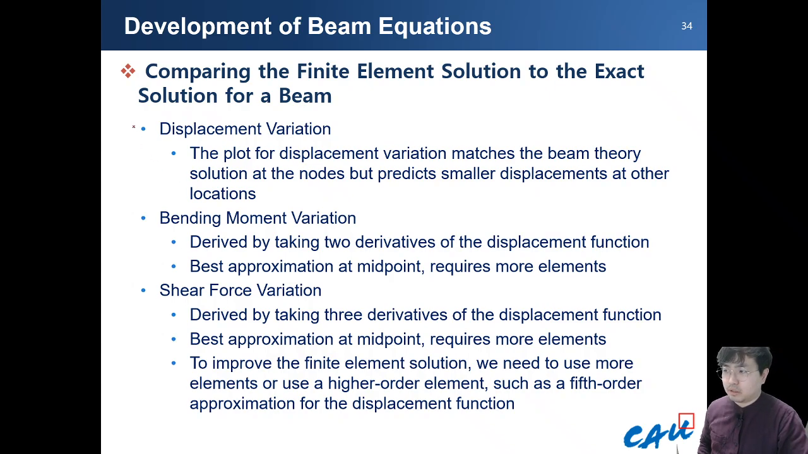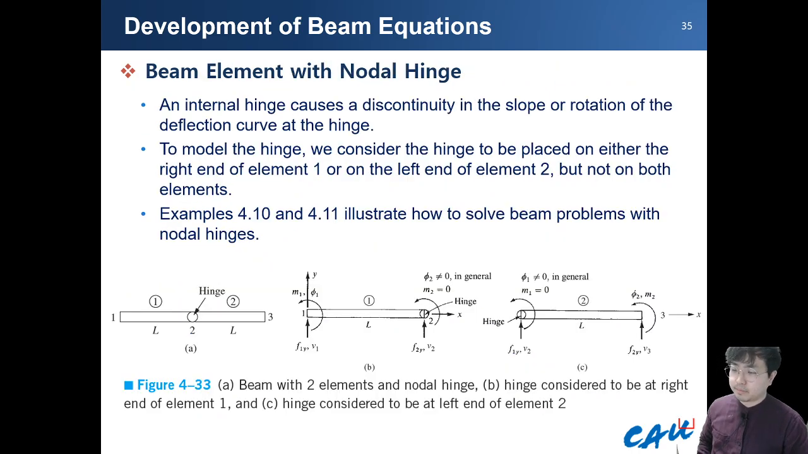So this is an explanation that I already explained here. The displacement has a small error, but the bending momentum has a larger error, and shear forces have an even larger error. So to improve these things, we use higher order elements. We don't learn about higher order elements, so let's skip the detail.